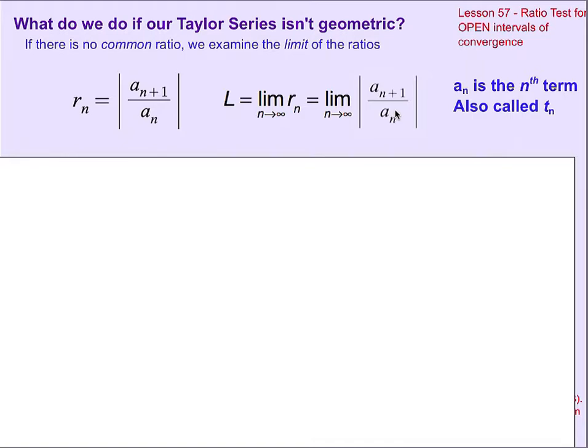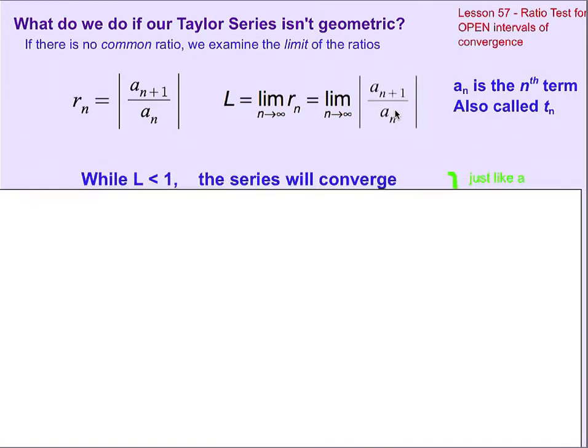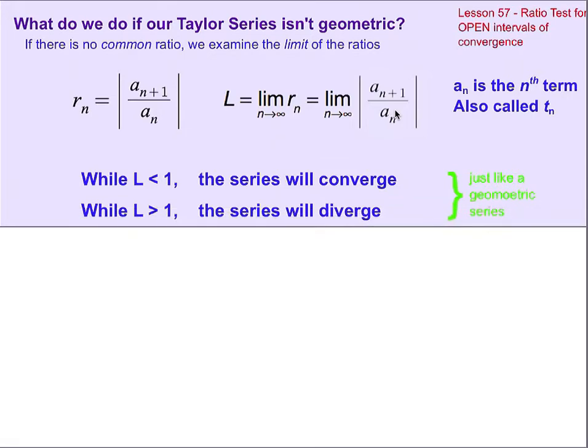This is where the geometric series becomes very useful, because once we have that limit, we can think of it the same way as a geometric series. As long as that limit is less than 1, the series will converge. And whenever that limit is greater than 1, the series will diverge. Just like the geometric series, it only matters whether r is bigger than or less than 1.